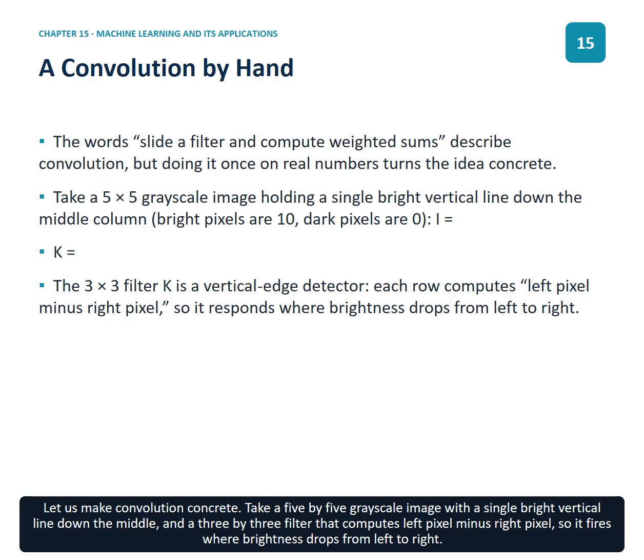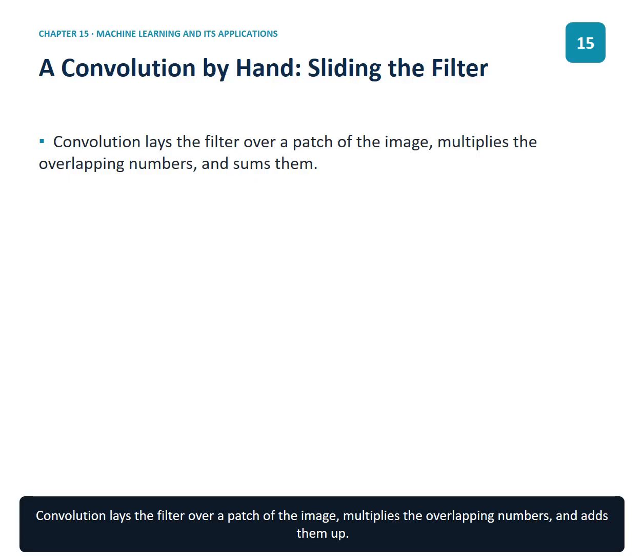Let us make convolution concrete. Take a 5 by 5 grayscale image with a single bright vertical line down the middle and a 3 by 3 filter that computes left pixel minus right pixel, so it fires where brightness drops from left to right. Convolution lays the filter over a patch of the image, multiplies the overlapping numbers, and adds them up.